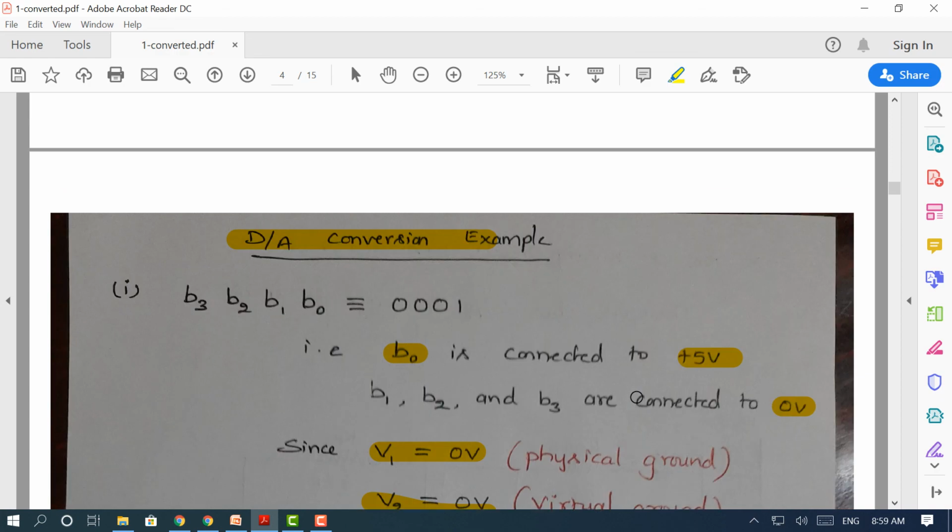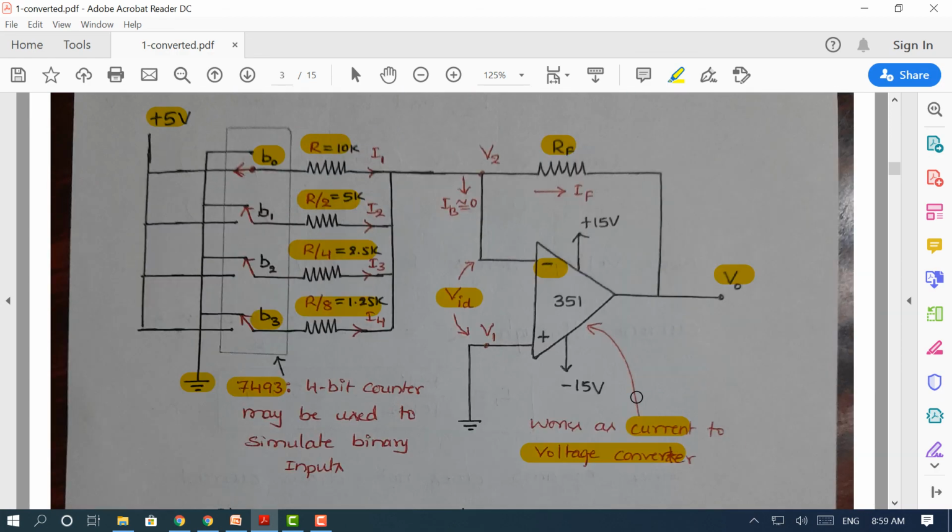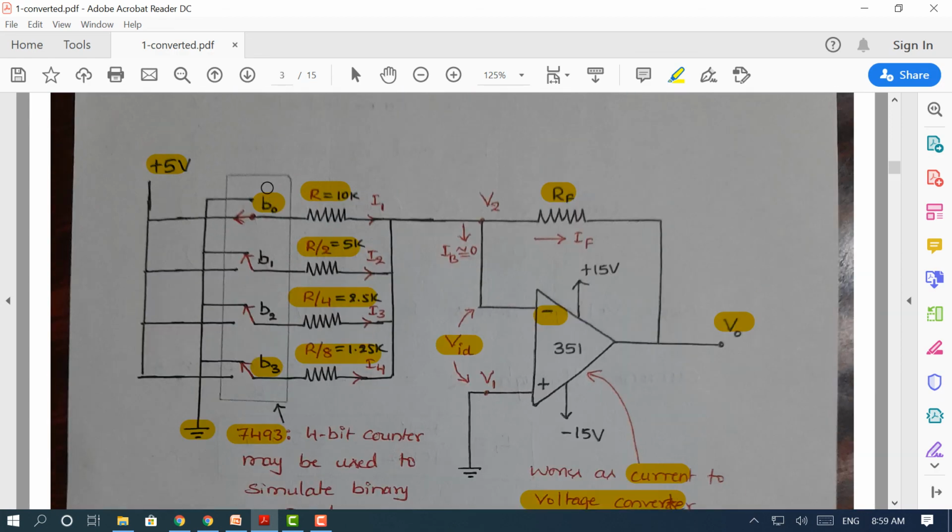Let me go back to the circuit and explain how exactly we are taking this. So we assume the B0 switch is closed. You can see in the circuit B0 is closed, and the remaining switches are open. Since B0 is closed, the resistor R is tied to 5 volts. Current flows through the resistor R, so I1 exists, whereas I2, I3, I4 are going to be 0.